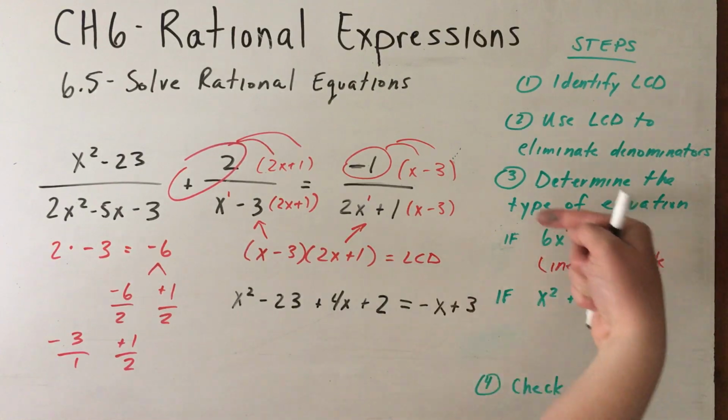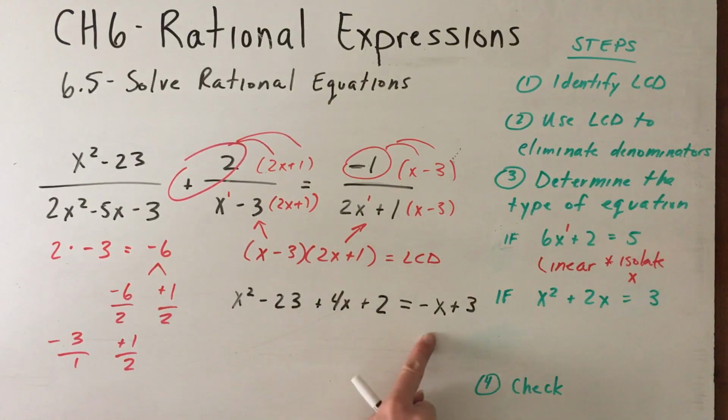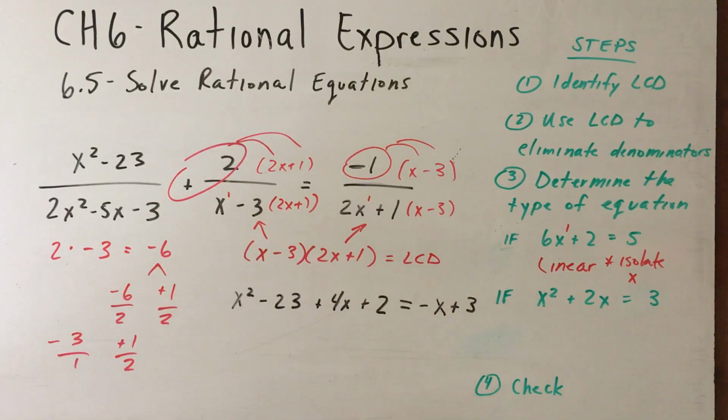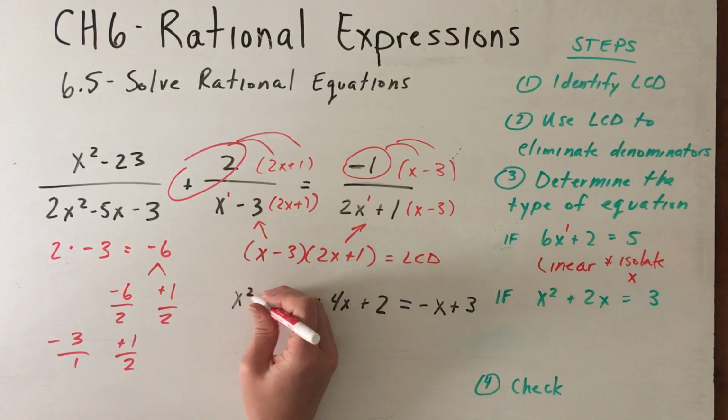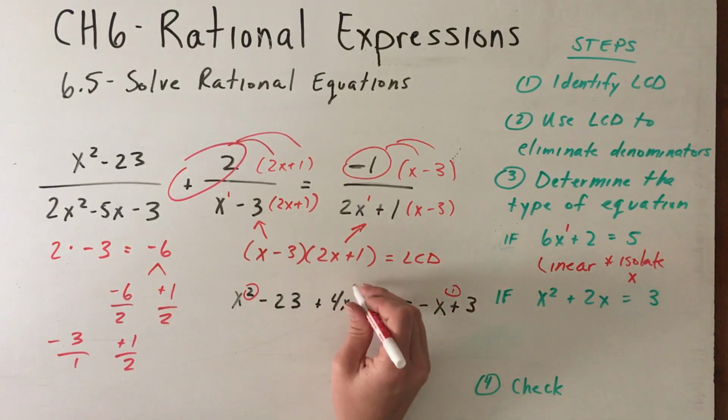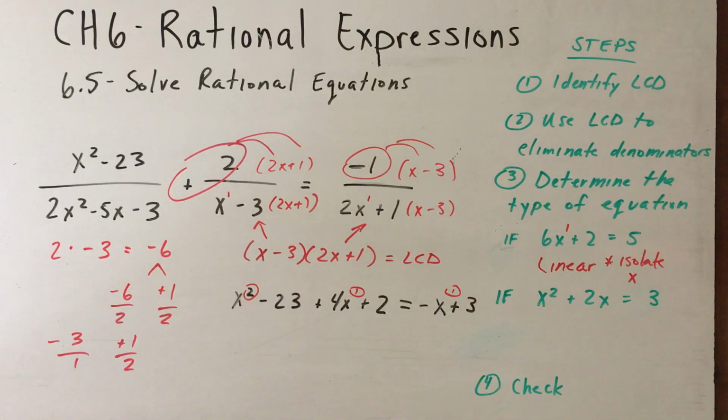Now we're here where we've eliminated the denominators and I have only the numerators left. I need to determine the type of equation. Well, in this equation, it's not all the way simplified yet, but you can see here that this is squared, this is to the first power, etc. So because this has a squared or higher, I am going to have to use other methods to solve it. So this happens to be quadratic.